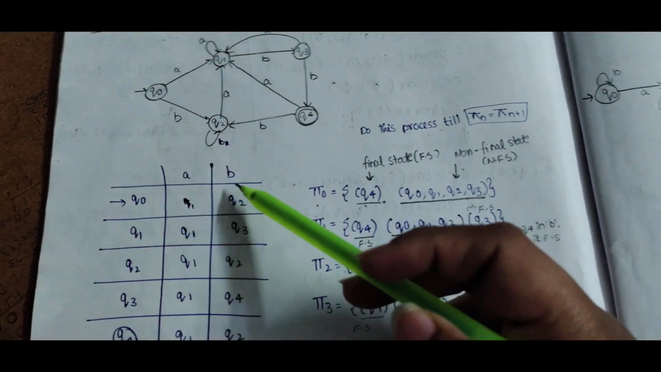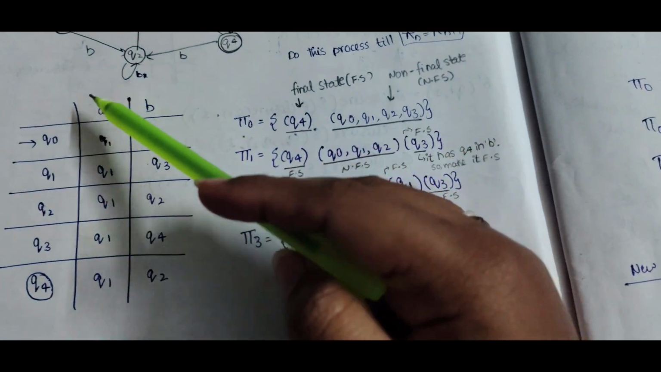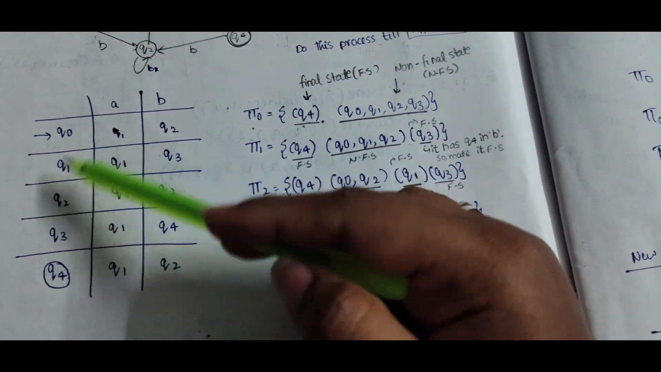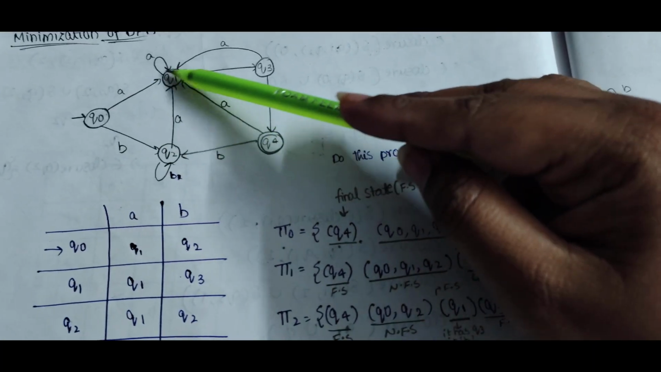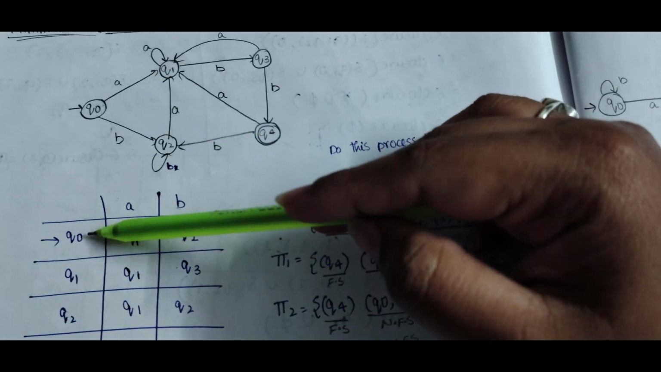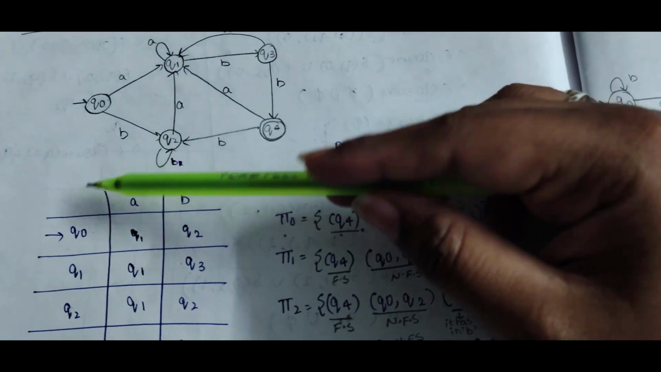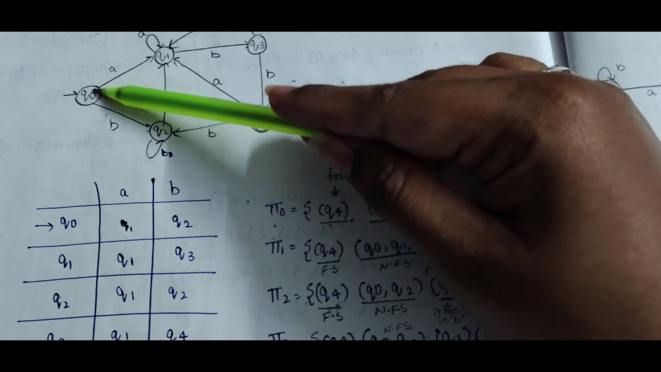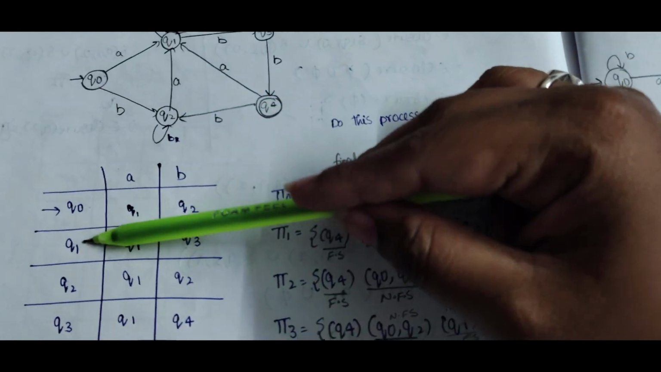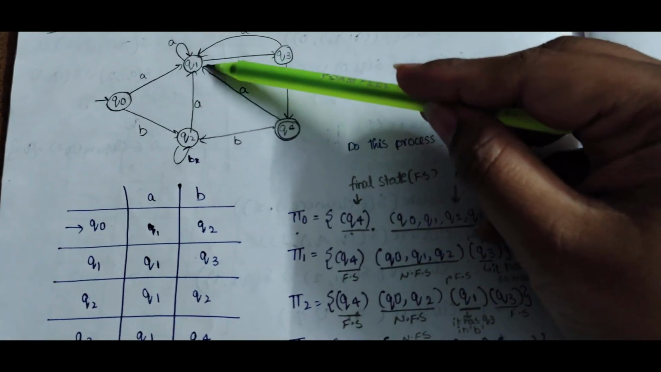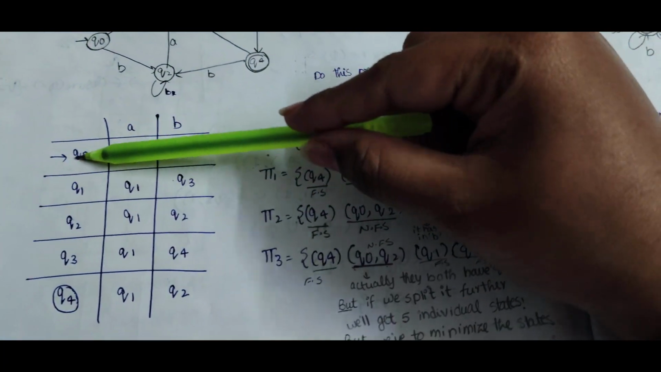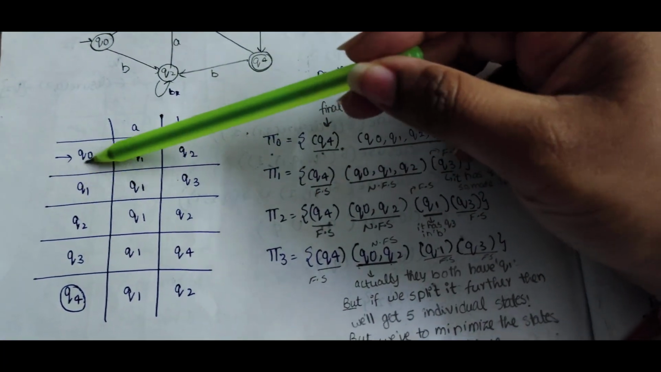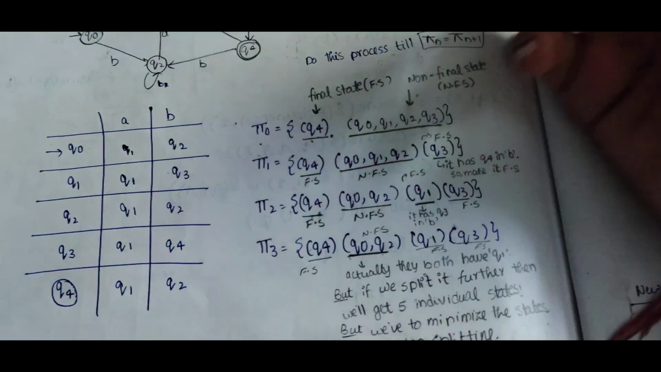For example, first we have to draw the transition table of it. Q0, Q1, Q2, A and B. So here Q0 on A goes to Q1. Q0 on B goes to Q2. Q1 on A goes to Q1. Like that we have to fill this transition table. For the initial state we have to use an arrow, and for the final state we have to circle it.